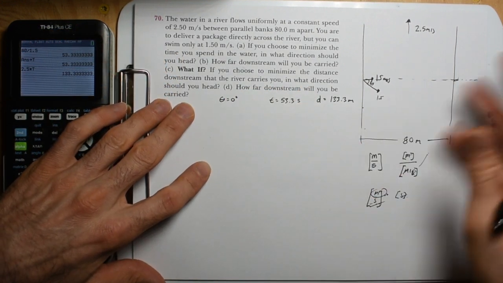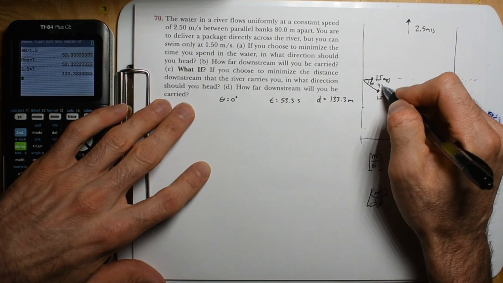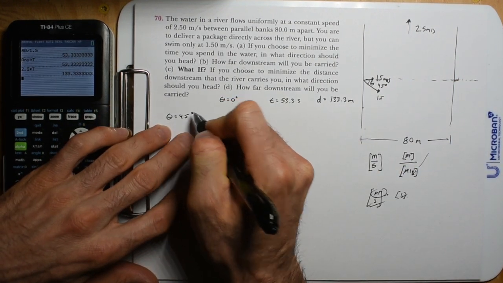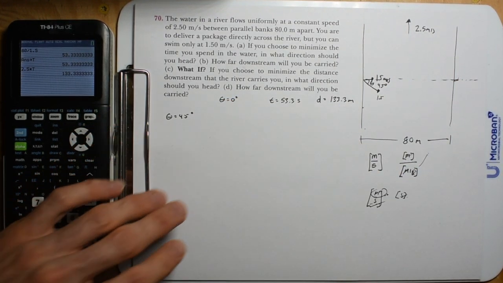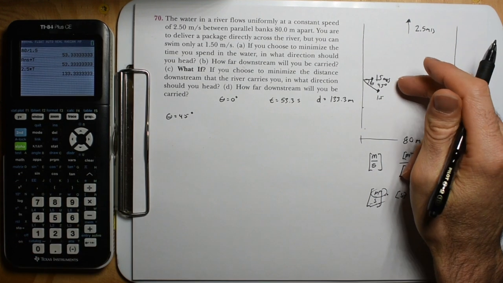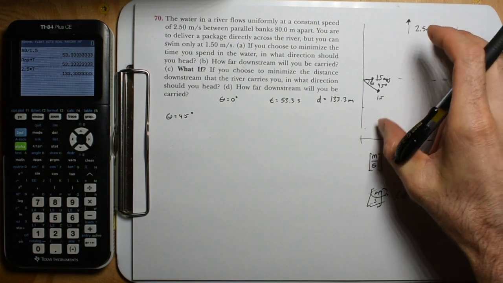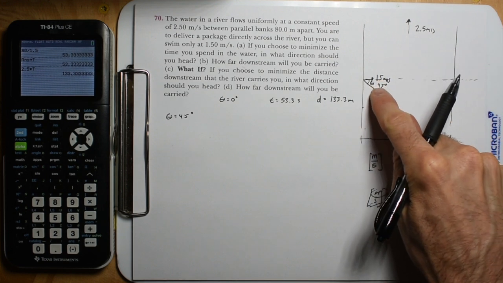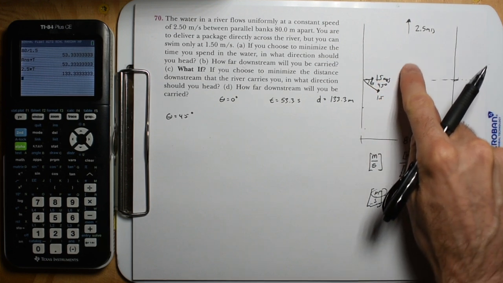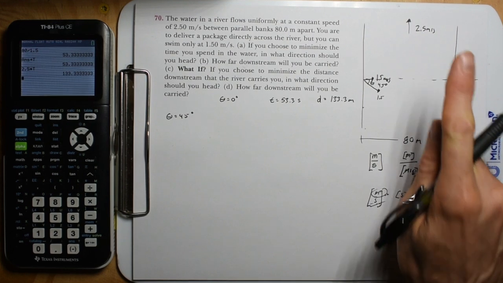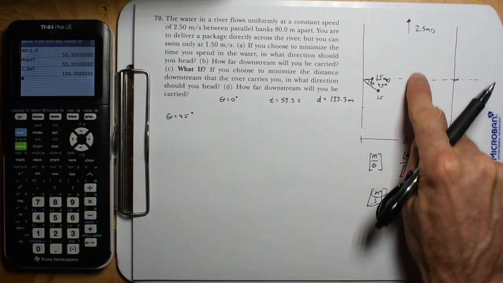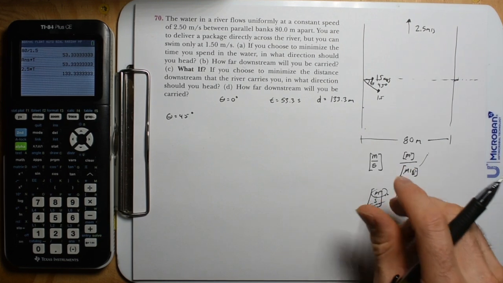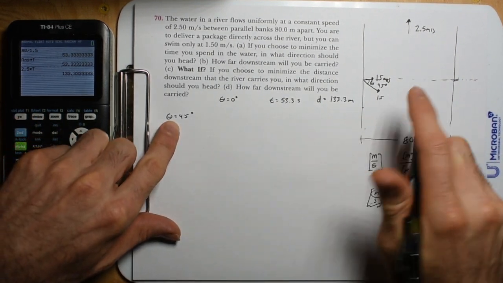All right, now it says if you choose to minimize the distance downstream, in what direction should you head? Now just pick a direction. So I'm just going to pick 45 degrees, and I literally thought that was the answer. I was stumped that it wasn't. But I think it is 45 if you're swimming at 1.5 meters per second and the river's at 1.5. But the river is flowing faster, so there is a sweet spot there. But anyway, let's try theta 45.